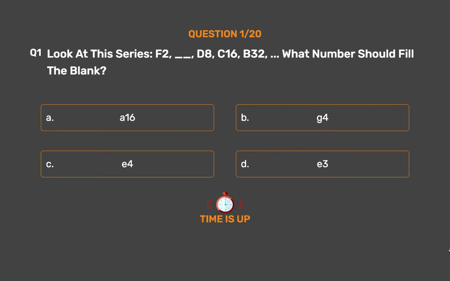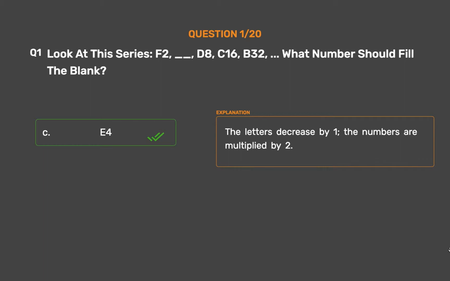The correct answer is Option C, E4. The letters decrease by 1. The numbers are multiplied by 2.